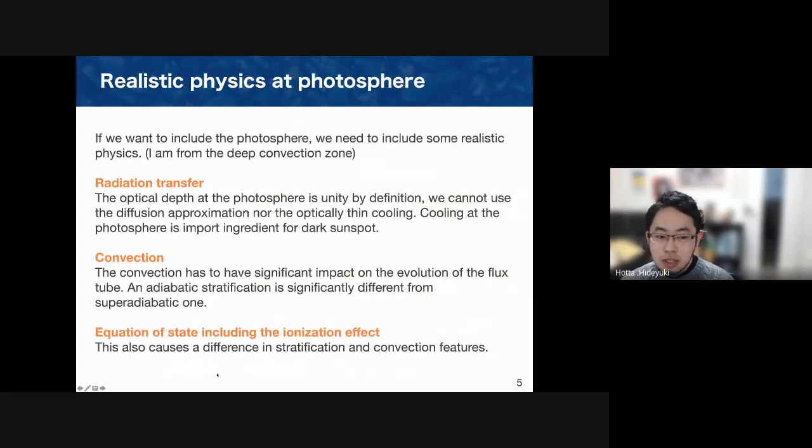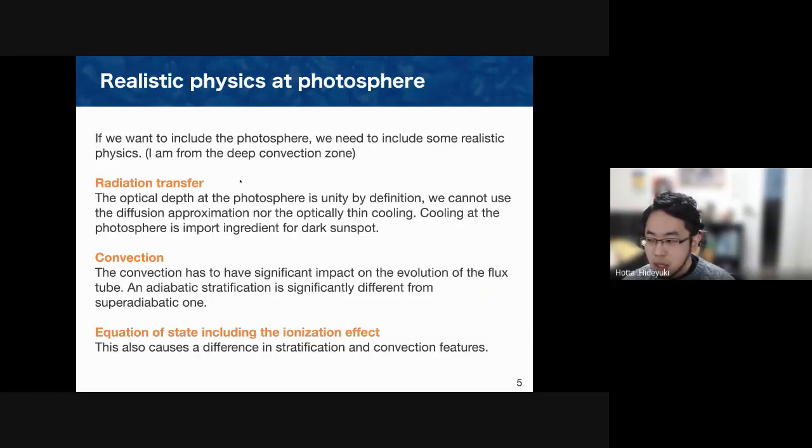In this slide, I explain why these physics are important for the photosphere. For radiation transfer, in the deep convection zone the optical depth is very thick, while at the photosphere the optical depth is unity by definition. So we cannot use the diffusion approximation, which is used in the deep convection zone. In the diffusion approximation, the energy transfer is approximated by the local temperature gradient. But in the region where tau is about unity, we cannot use this approximation. So we need to solve the radiation transfer equation and evaluate the cooling at the photosphere. This is a very important ingredient for the excitation of the convection and, of course, for seeing dark sunspots.